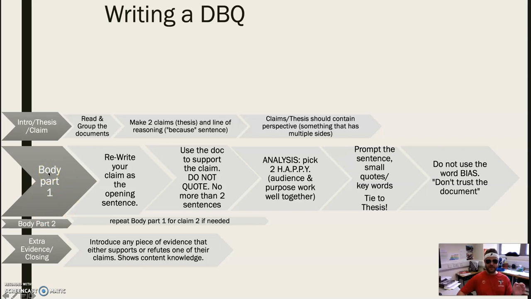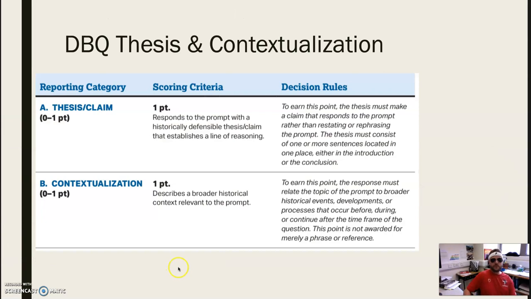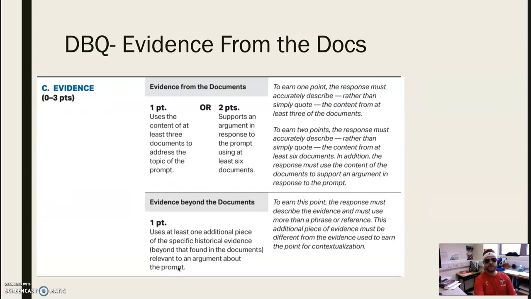Now when I say body, I don't mean paragraph. You can have more than 1 paragraph, but just kind of think of it like that in chunks. And so today we're going to be looking at body part 1. So what we're going to look at now, we've already looked at this part of the rubric, so we're going to move on to the next part of the rubric here. So the DBQ evidence from the docs. This part down here, evidence beyond the docs, we're going to look at later, but from the docs.